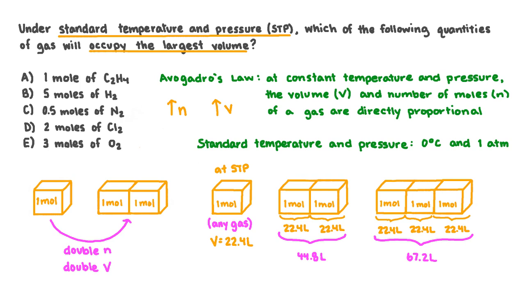As increasing the number of moles increases the volume, we should choose the answer which has the greatest number of moles of gas. This means that the correct answer is answer choice B. 5 moles of hydrogen gas will occupy the largest volume under standard temperature and pressure.